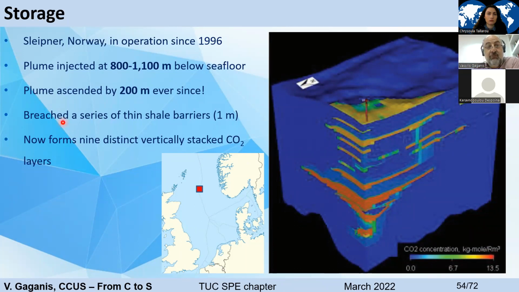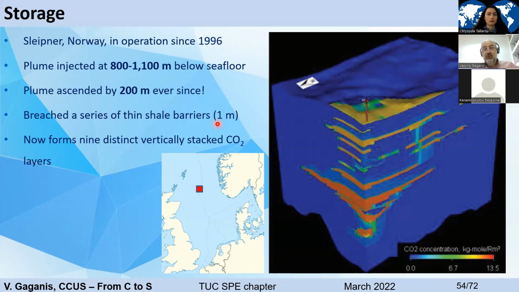They injected the plume at a depth of below 800 meters, as explained earlier, down to 1,100 meters below the seafloor. Okay, the plume was found to ascend by 200 meters ever since. Believe it or not, it climbed up by 200 meters. It breached various shale barriers, the thin ones, which had a thickness of the order of 1 meter. They look like they never existed. They just breached like that.